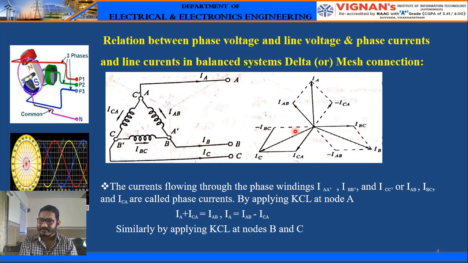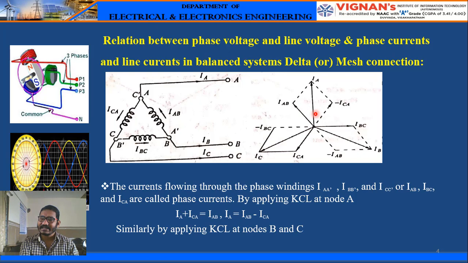Now what is the angle between IAB and minus ICA? The angle between IAB and IBC is 120 degrees. Half of this means IAB to minus ICA is 60 degrees. This is also half, so IAB to IA is 30 degrees.